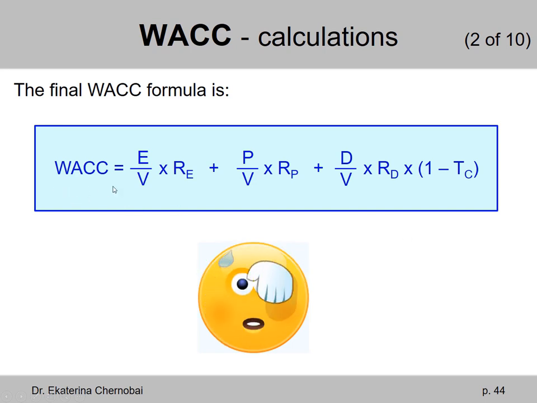This long formula is how firms can calculate, on average, from all the money that different investors provide to the firm by buying the firm's bonds and different types of stocks, how much it will cost the firm every year. So how much the firm will be paying every year as a percentage of everything that it received from the investors. That's the weighted average cost of capital.